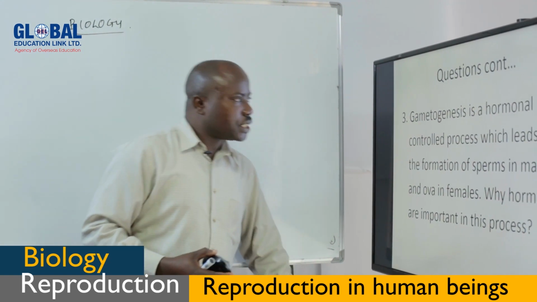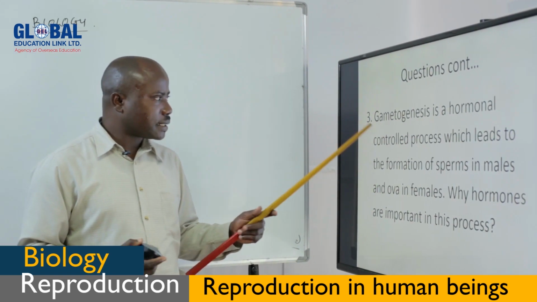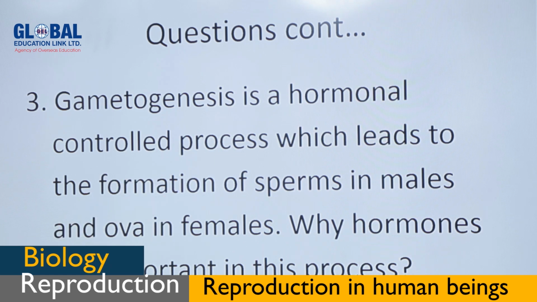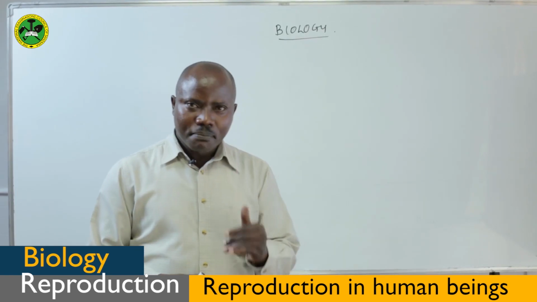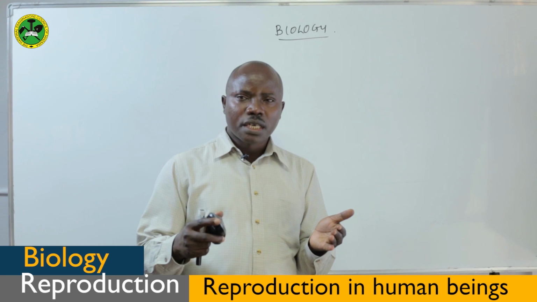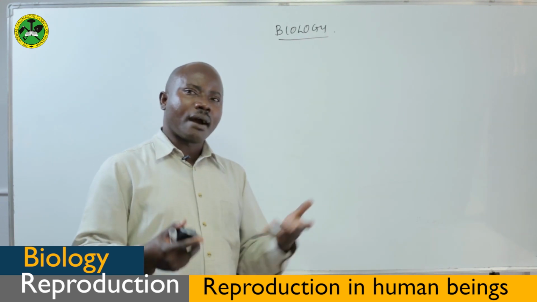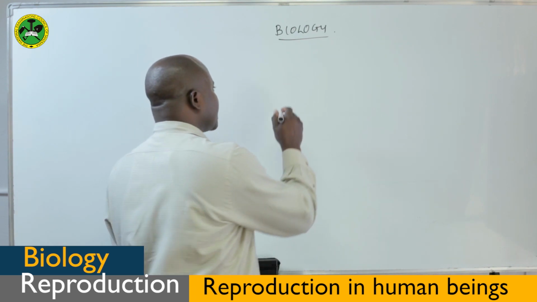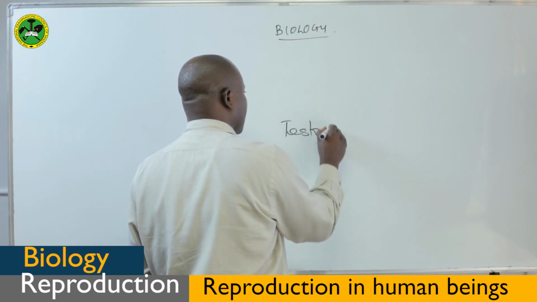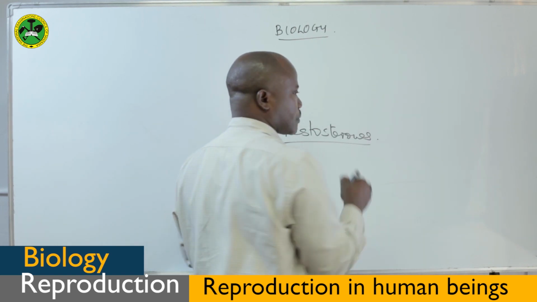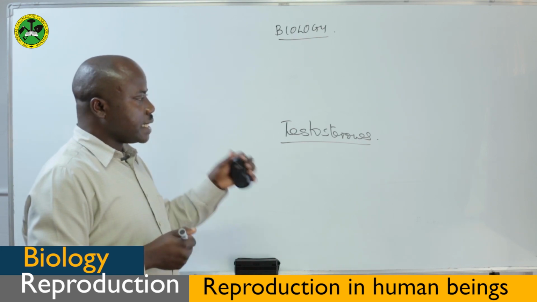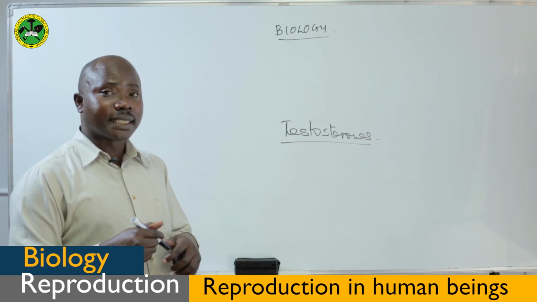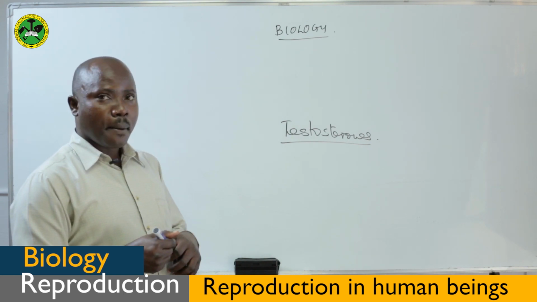This question asks you like this: gametogenesis is a hormonally controlled process which leads to the formation of the sperms in the males and the eggs in the female. Why are hormones important in this process? In my presentation, I started by showing you the role of hormones in the entire process of gametogenesis. I said that in the testes, we produce testosterone. This has a significant importance in stimulating spermatogenesis to take place.